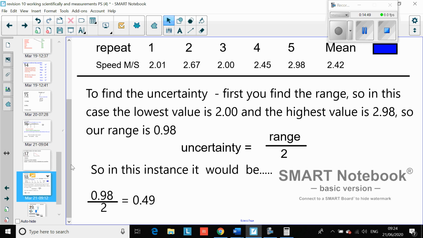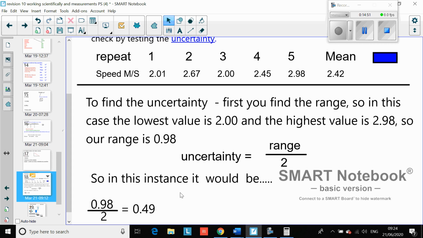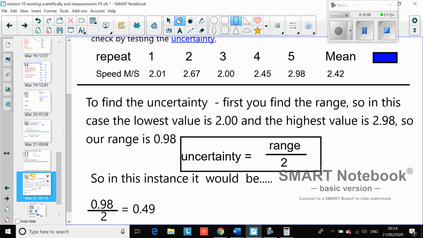This is a really key thing that you need to put in your book. I suggest you use this example, so you're probably going to need to copy part of this page. This is the really important part here, the method for calculating the uncertainty. It's the range divided by 2. The range is your highest value minus your lowest value, so 0.98, or the difference between your highest and lowest value, divided by 2, and it will tell you how wrong you could be, which is acceptable.